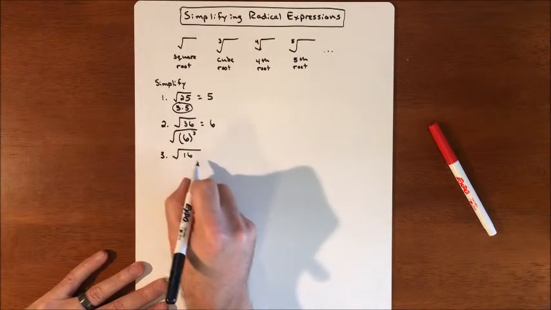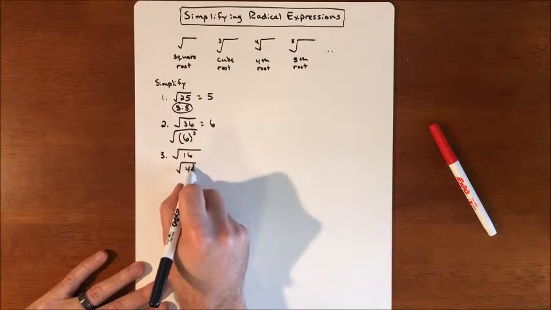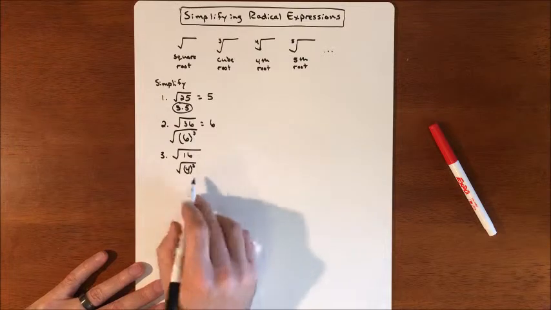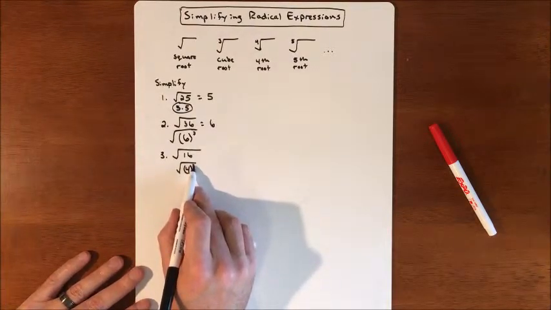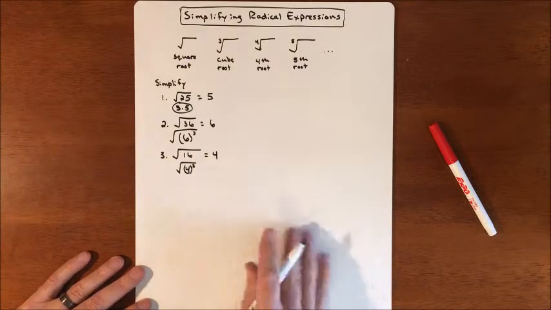square root of 16, it's basically 4 squared, and squares and square roots will cancel each other, so it turns out to be 4.